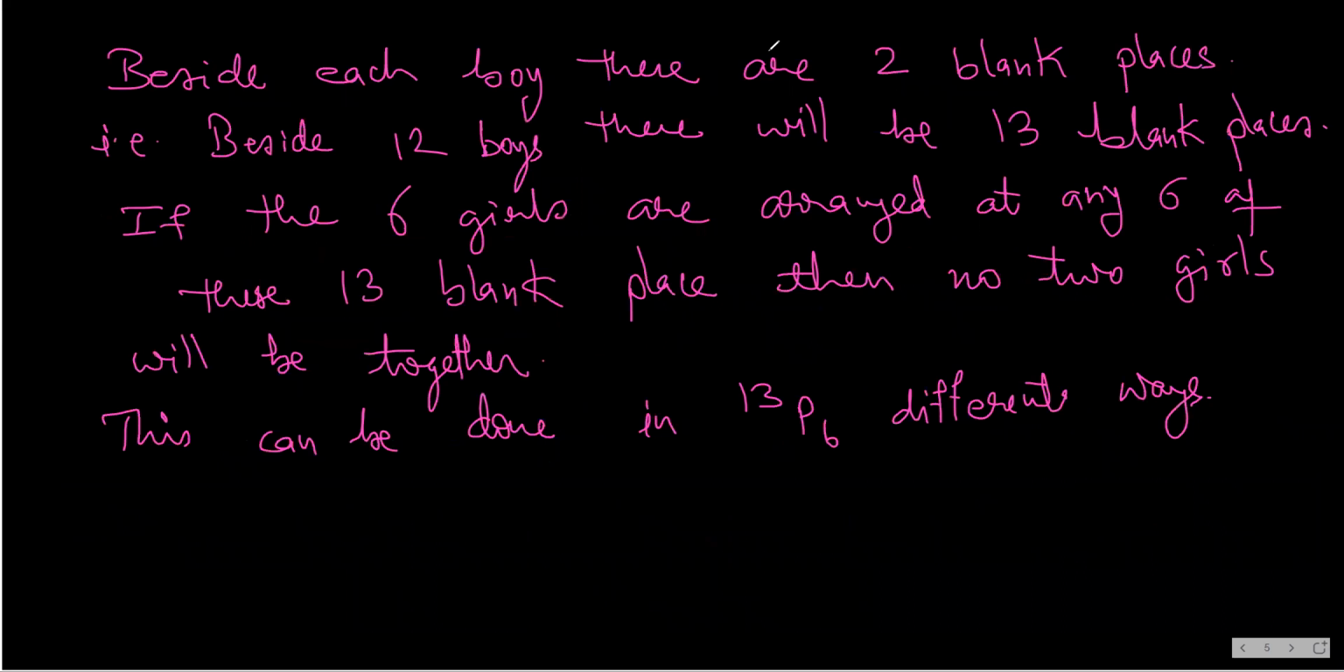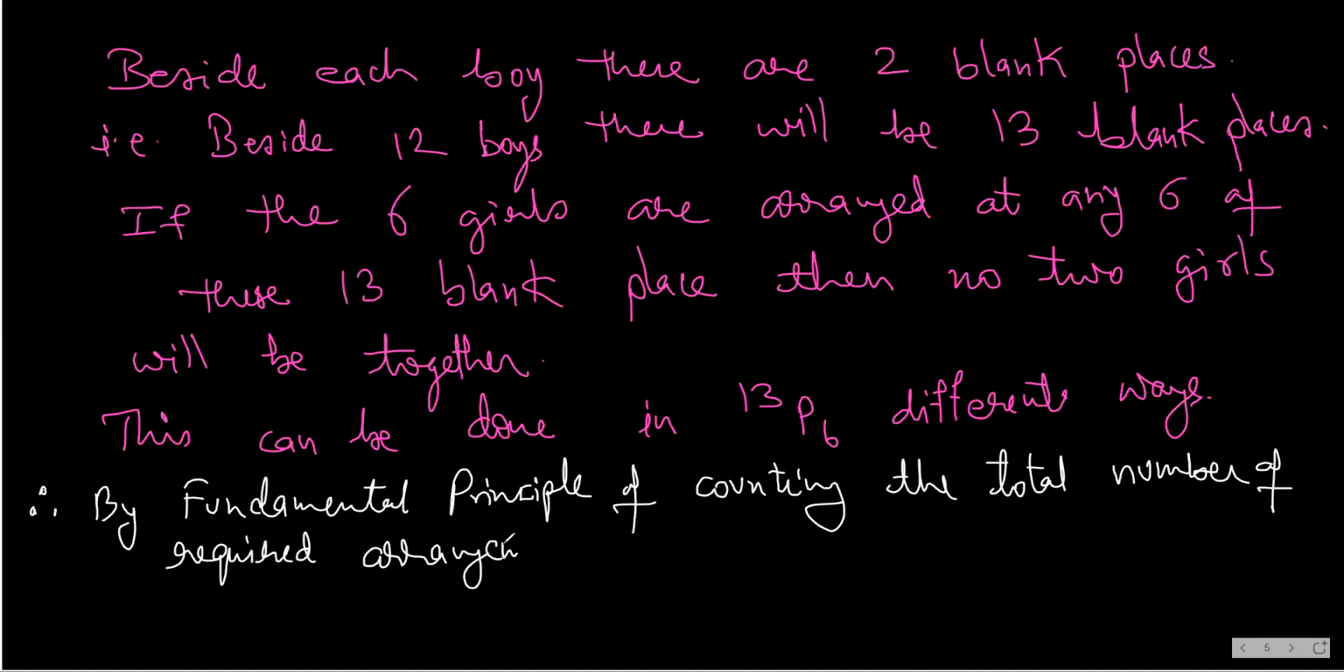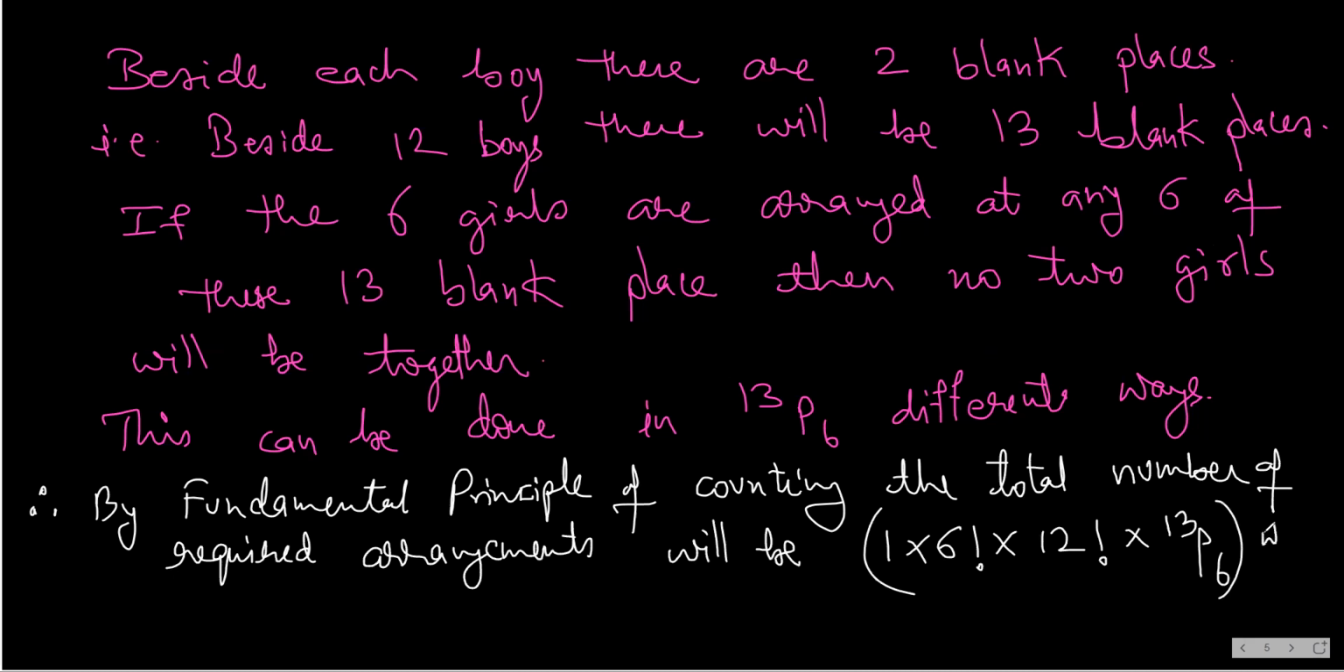So I'll write here, therefore, by the fundamental principle of counting, the total number of required arrangements will be 1 principal into 6 factorial teachers into 12 factorial boys into 13p6 different ways.